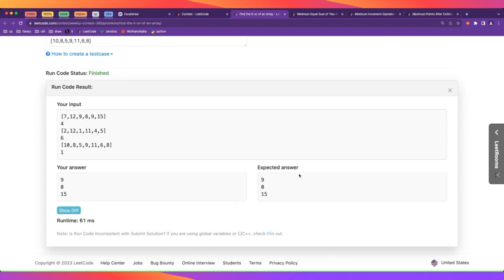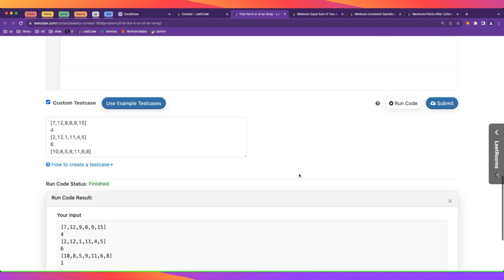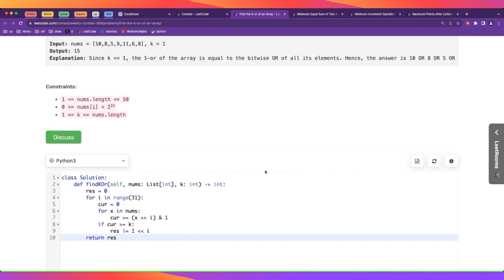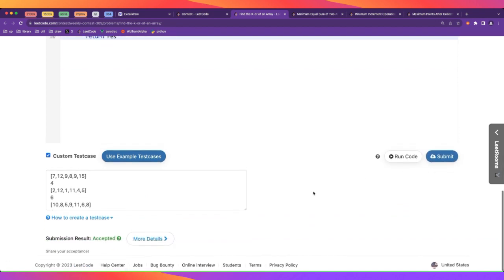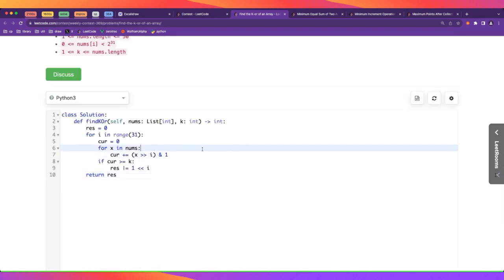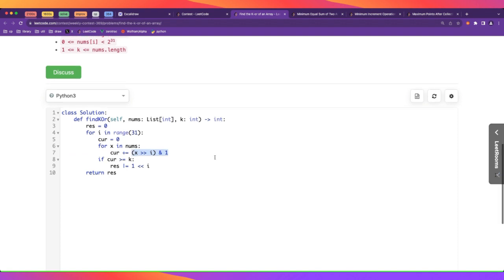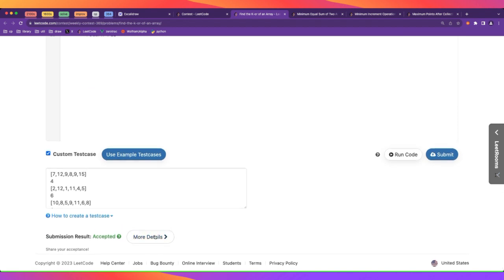So we get the expected answer for the examples. Are there any edge cases? I don't think so. So let's submit, and we get accepted. All right, so this is a standard way of getting the ith bit, so it's useful to learn it.